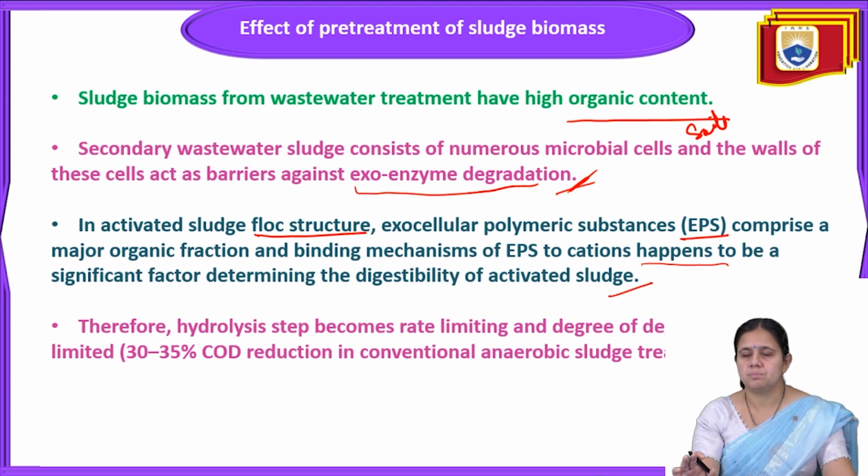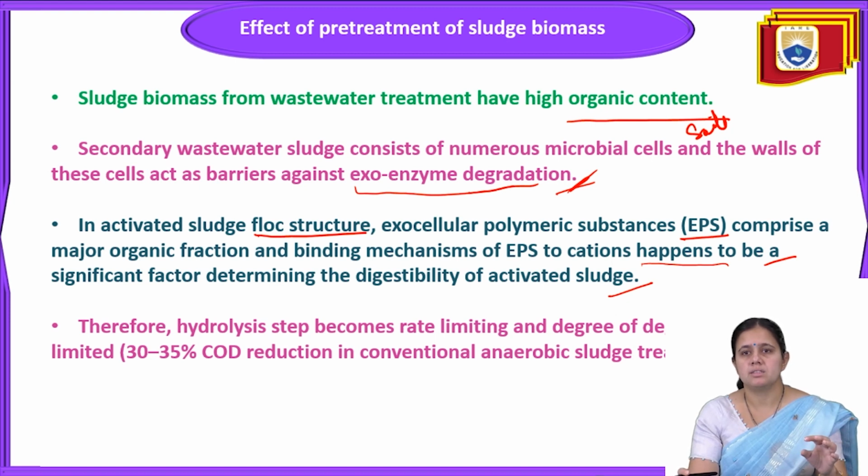In the activated sludge process, floc structure is formed and exocellular polymeric substances are present. These EPS comprise an organic fraction, and the binding mechanism of EPS to cations is a significant factor in determining the digestibility of activated sludge.